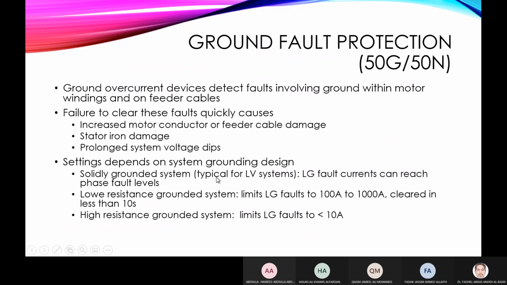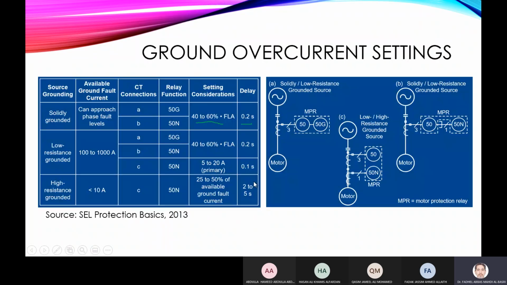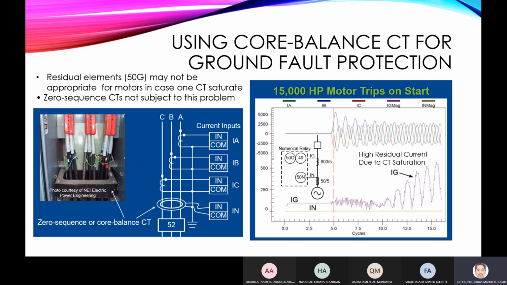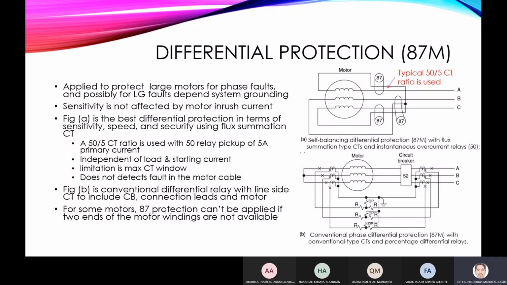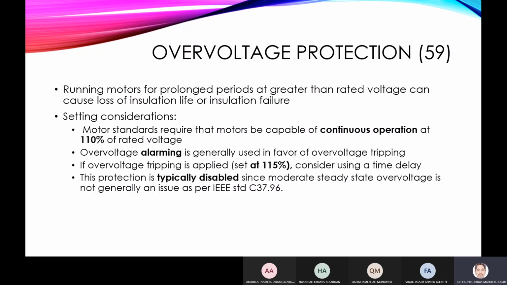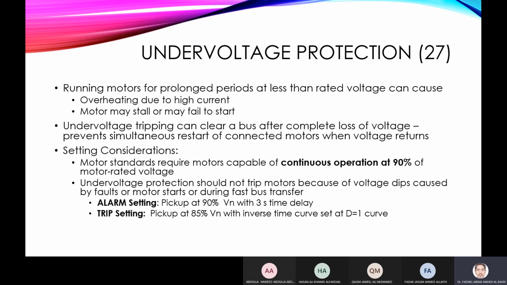Similarly, when you start a motor, the voltage also drops, and you don't want to act during the start, the voltage drop due to the starting current. So the time delay has to take into consideration the starting current, or the voltage drop due to starting current. You should wait longer than the starting period. Okay.